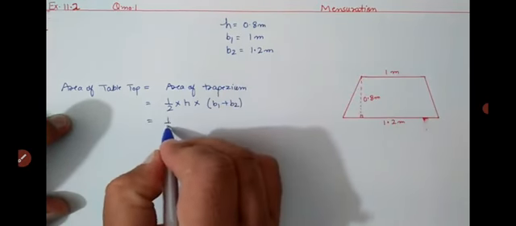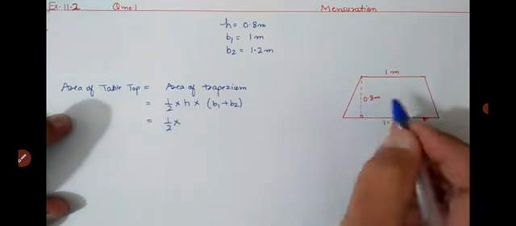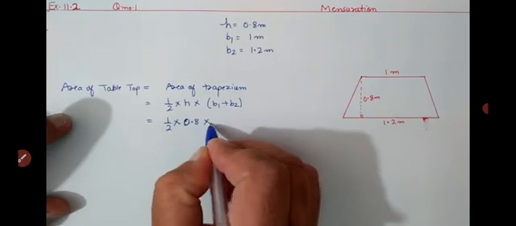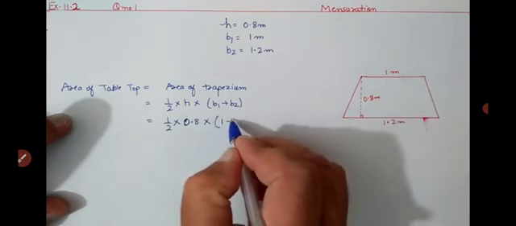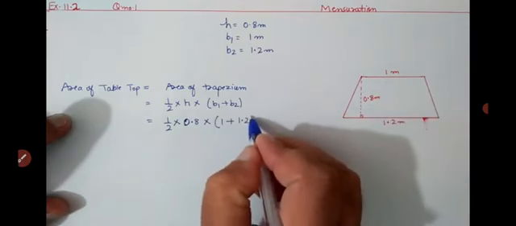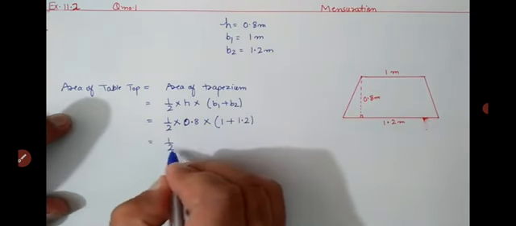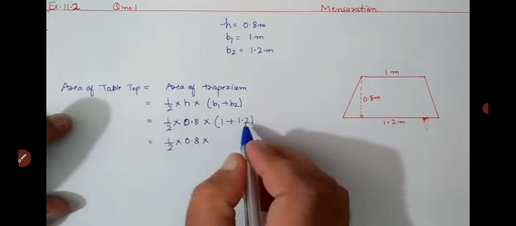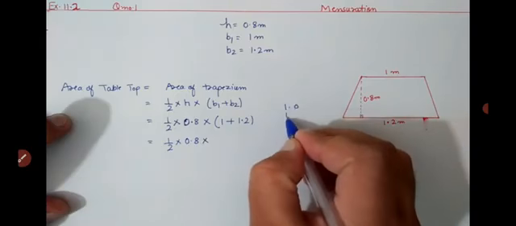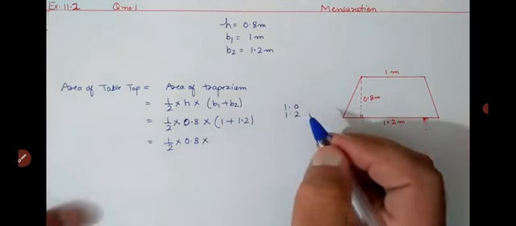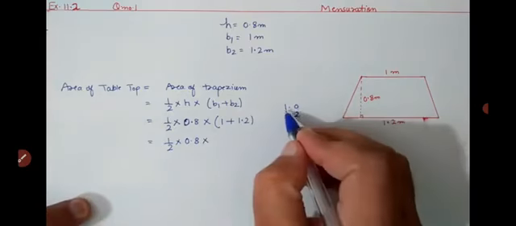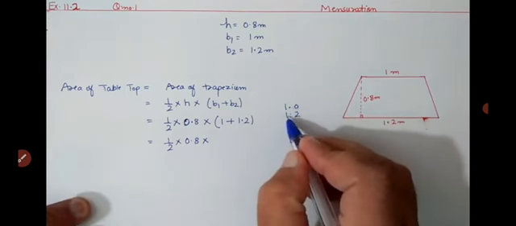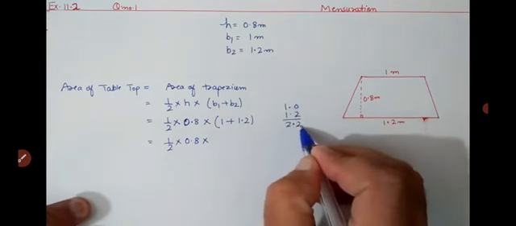Okay, b1 is equal to 1 meter, b2 is equal to 1.2 meter. So you can write it 1 by 2 into h, h is 0.8, into b1 plus b2, means 1 plus 1.2. Okay, so solve it. That is 2.2. Okay, so this becomes 2.2. If we convert them into decimals, 0 plus 2 is 2 and 2.2 is our answer.